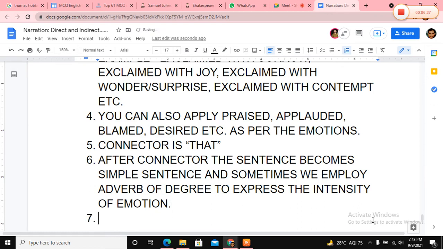Tense change and pronouns change you already know. You already know what tense changes into what and how to change pronouns. And let's look at some exclamations. Okay. Wow.